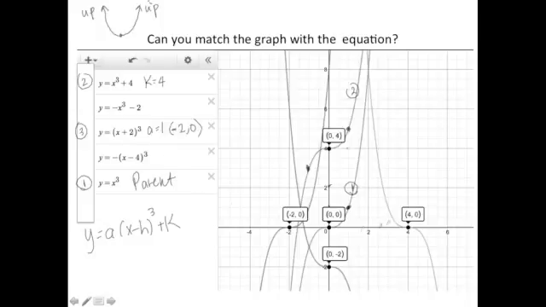Well, now I can just come over here and kind of look for which one of these graphs has a turning point of -2, 0. So I can see that this one right here is exactly the same as the red one, just translated 2 units to the left. This is a translation of 2 to the left. So I'm going to label this green graph as graph number 3.